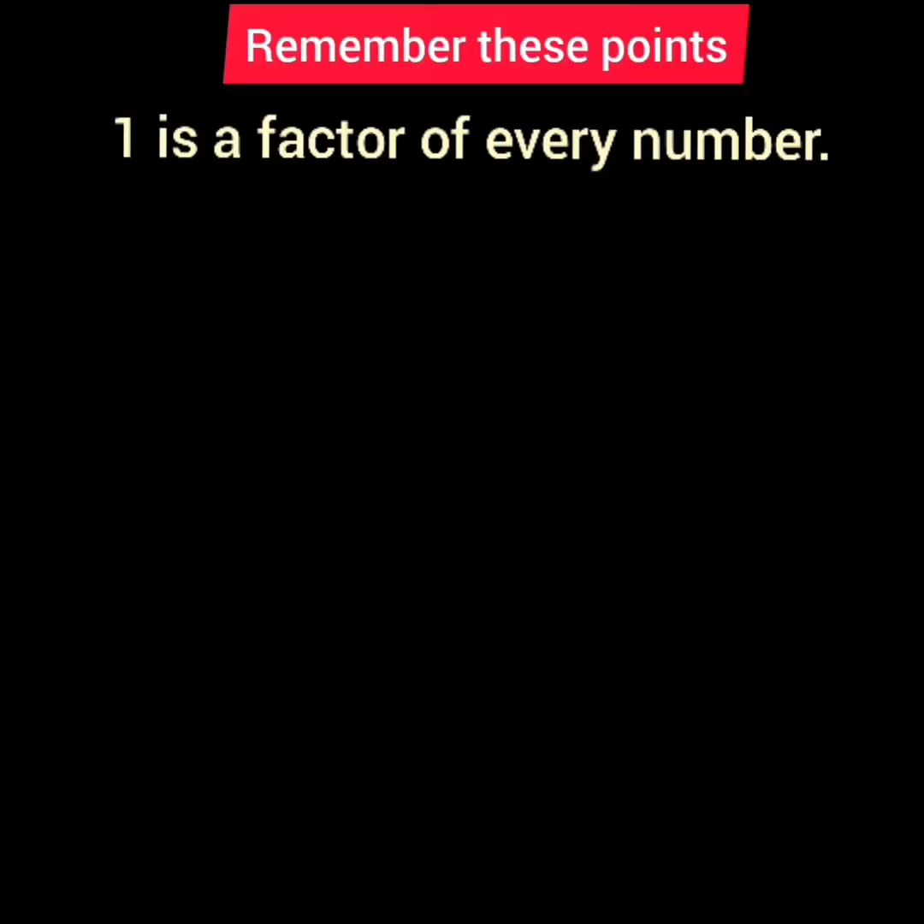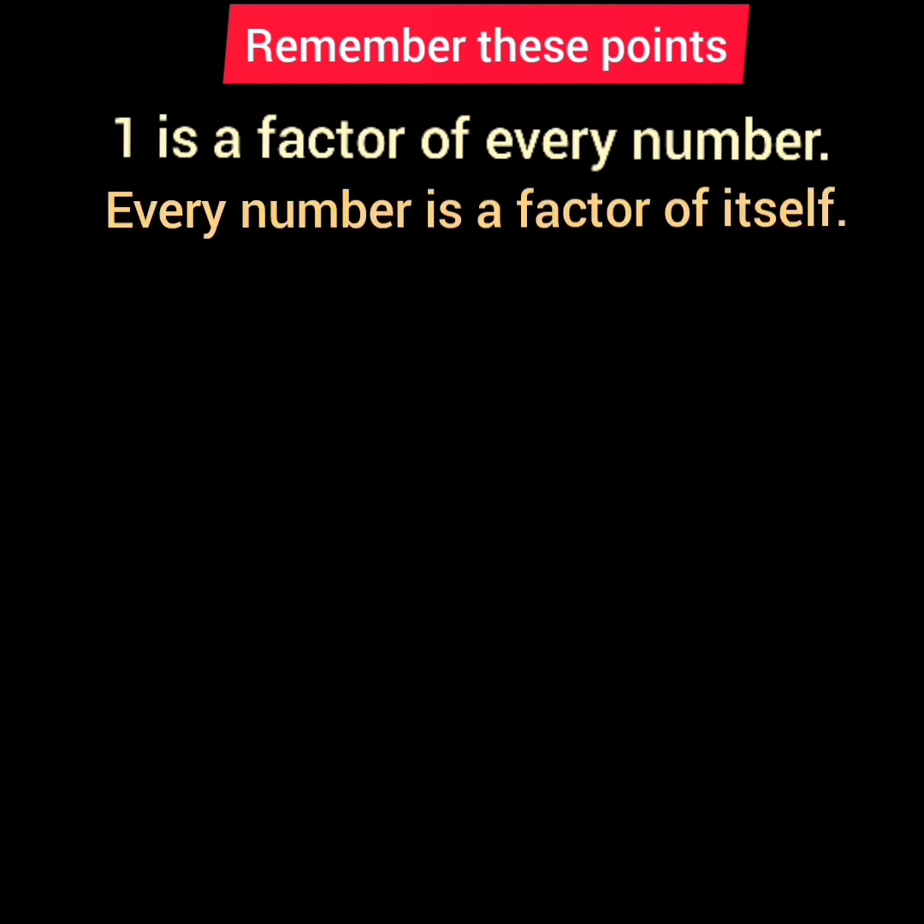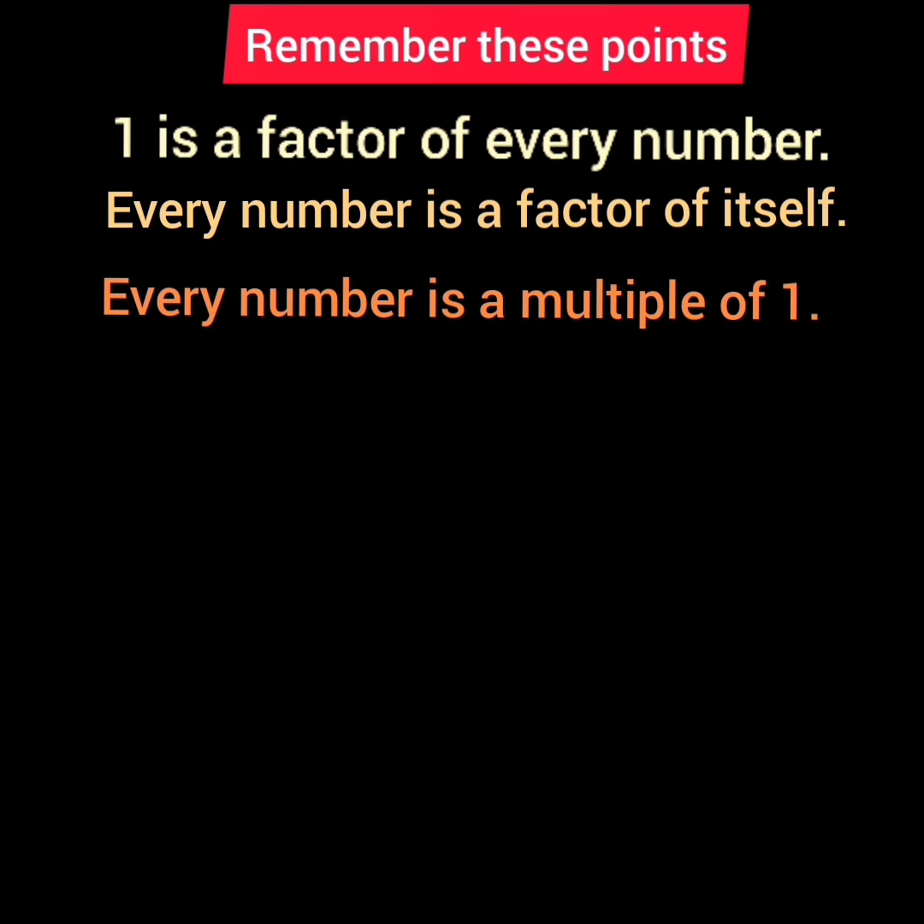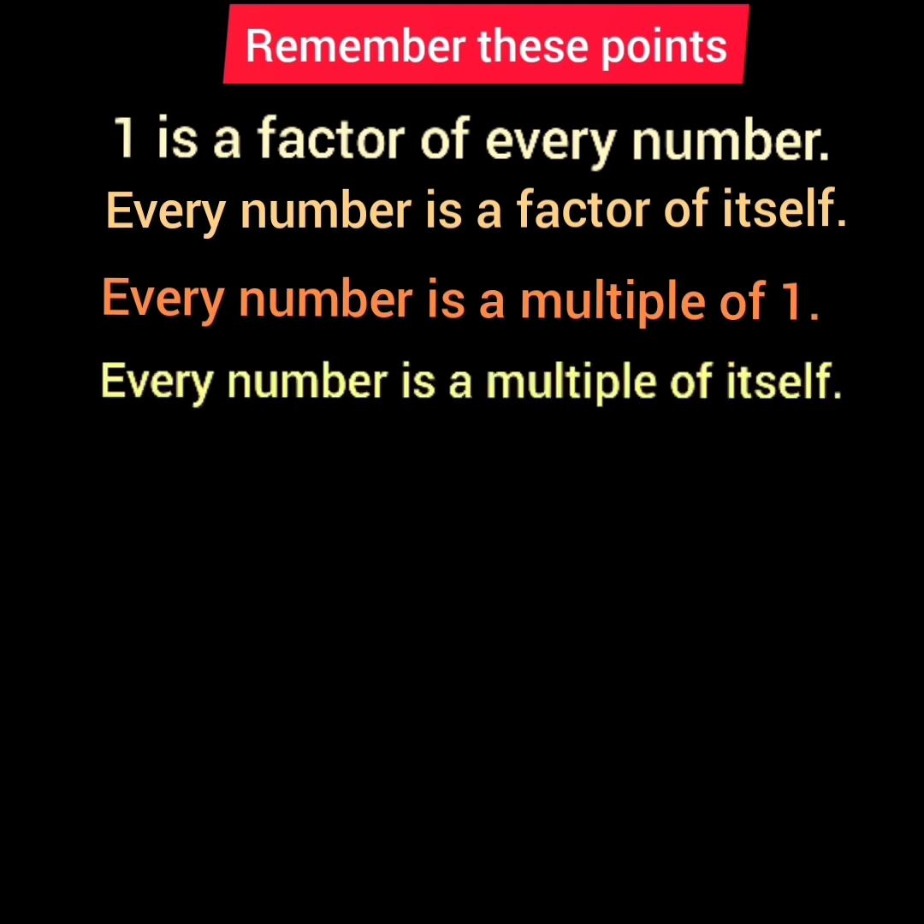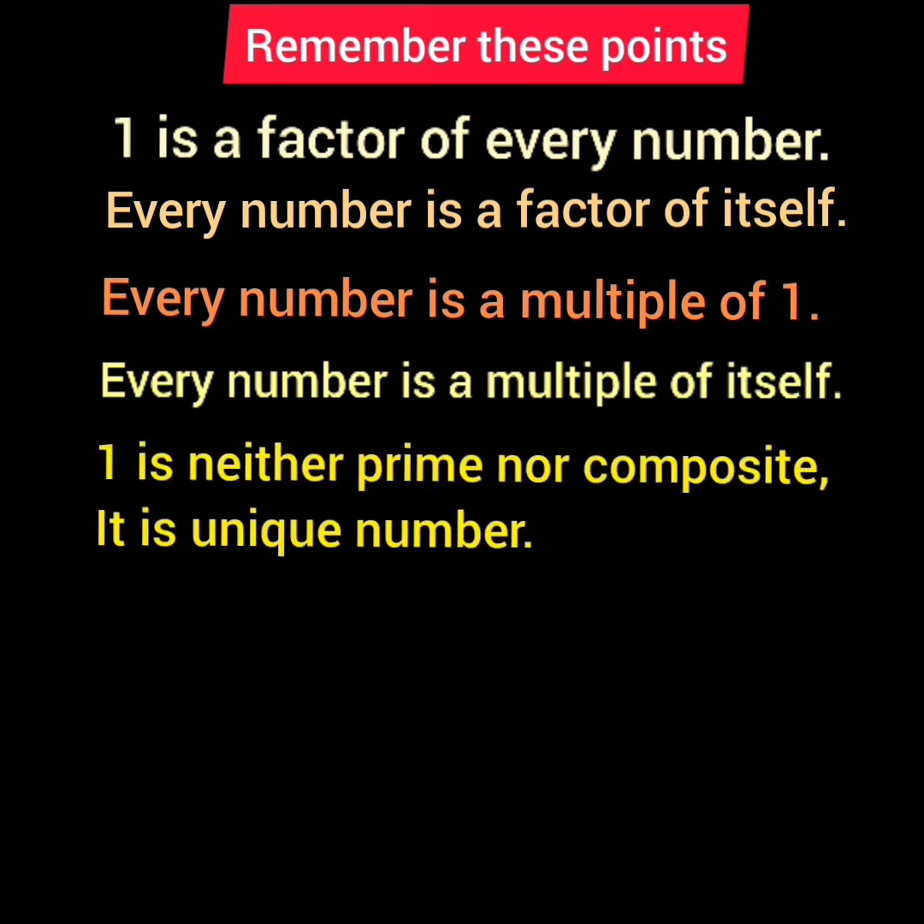Various types of numbers. Some interesting facts about factors and multiples and various types of numbers. 1 is a factor of every number. Every number is a factor of itself. Every number is a multiple of 1. Every number is a multiple of itself. 1 is neither prime nor composite as it has only one factor. So it is called unique number.